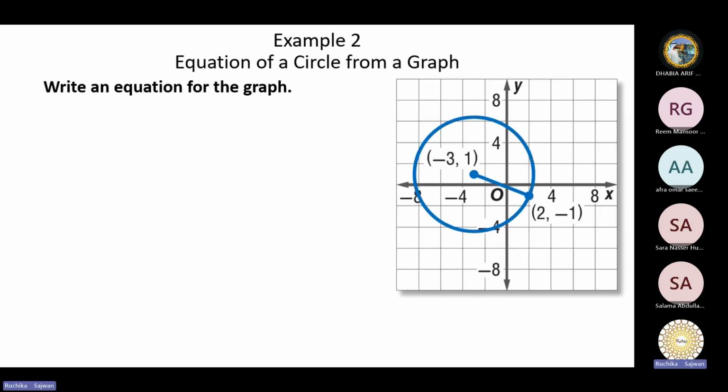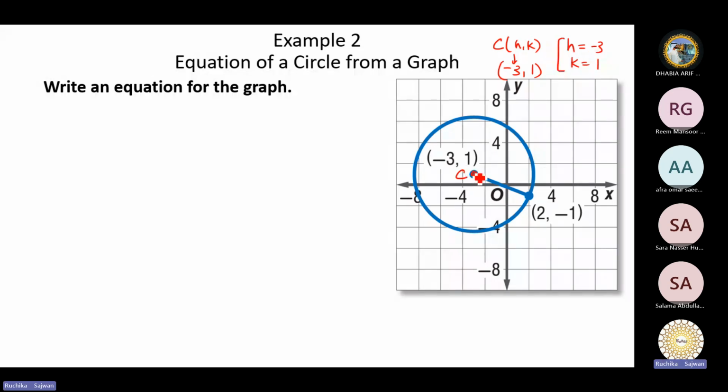Okay, let's now move forward to example 2. Now look here carefully. In this question, we need to write the equation of the graph. Is the center given to us? Let's see. Yes, this is the point of the center. So for center, the coordinates h, k are given to you as (-3, 1). So can I say h is -3, k is 1?